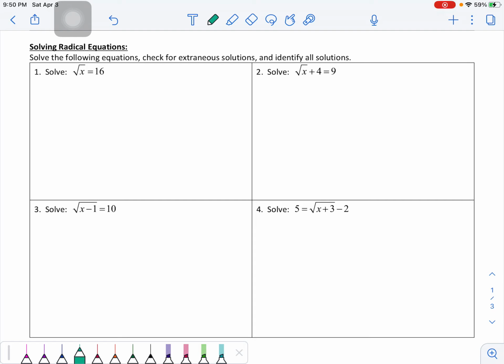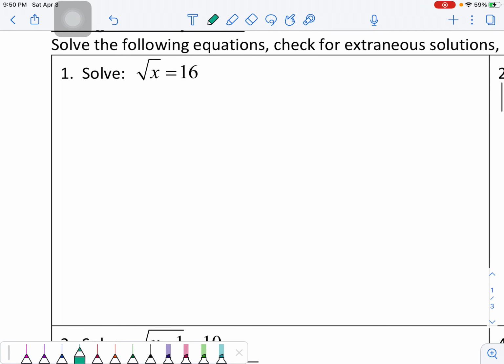One of the big things with solving radical equations is you're going to solve the equation, and you are absolutely 100% going to need to check your answer. 100%. You cannot not do it.